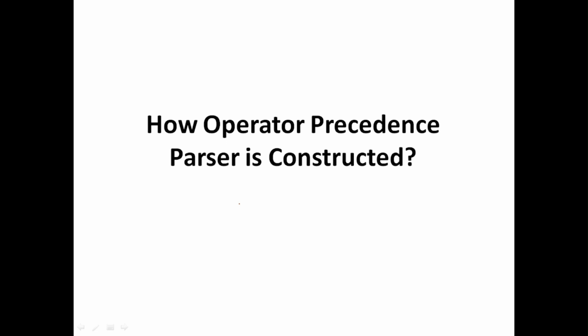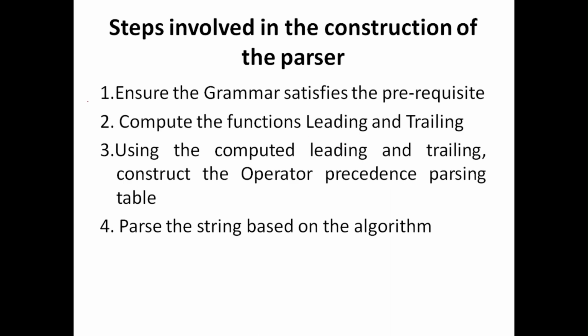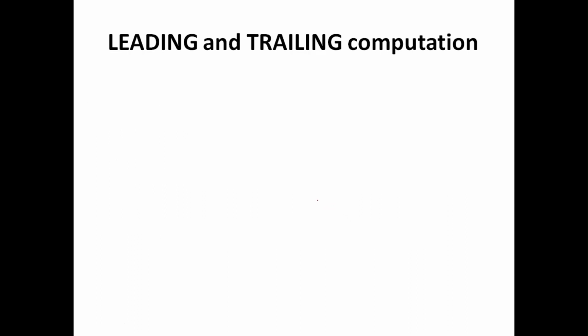In this video, we are going to talk about how to construct an operator precedence parser. So let us start. What are the steps? Ensure the grammar satisfies the prerequisite, meaning what? The grammar at hand is an operator precedence grammar. Compute the functions leading and trailing. Using the computed leading and trailing, construct the operator precedence parsing table and then parse the string based on the algorithm for the parser.